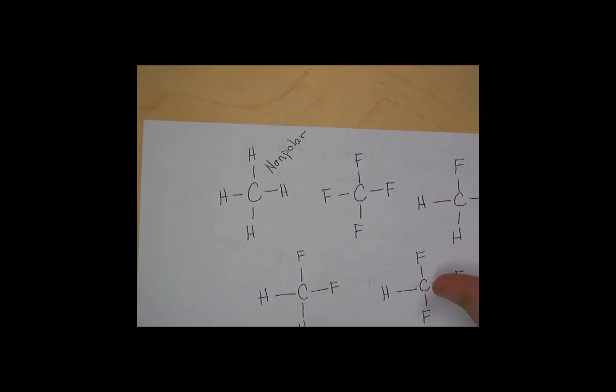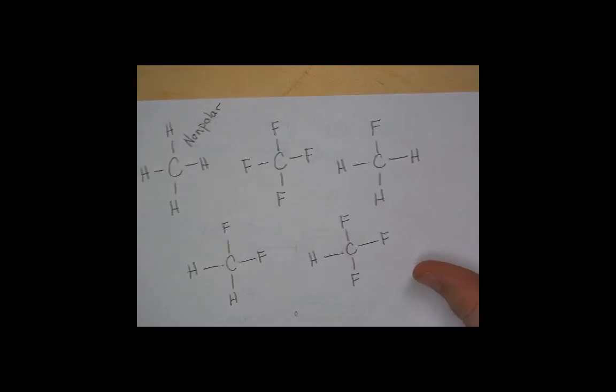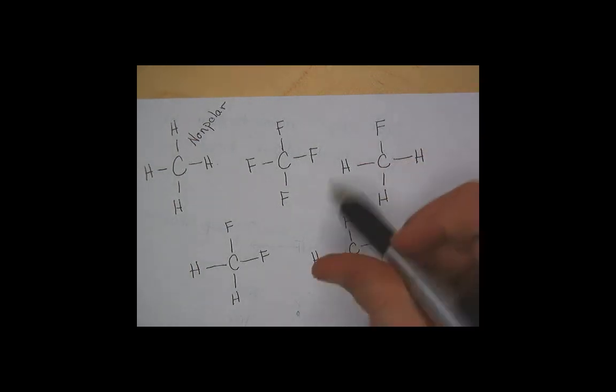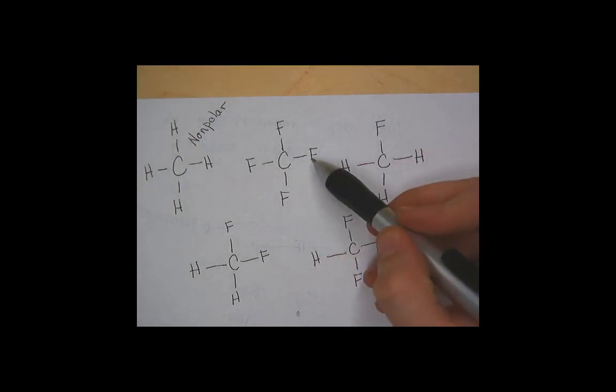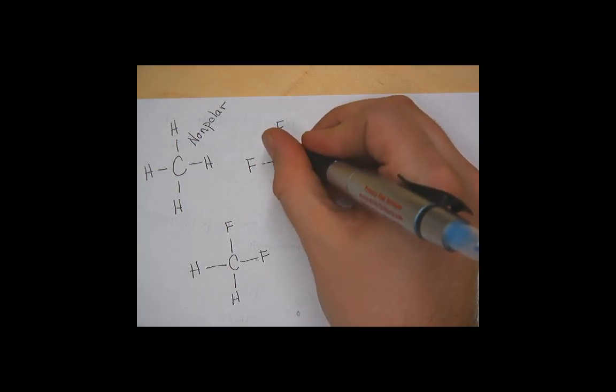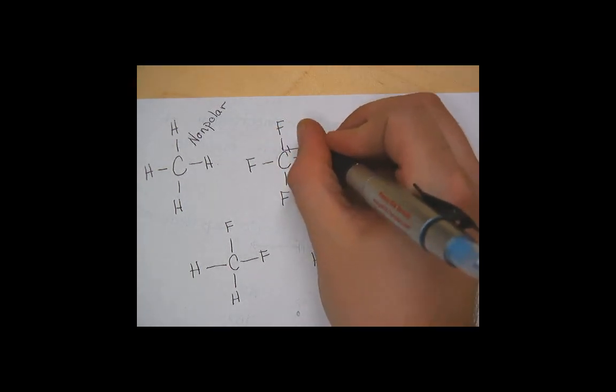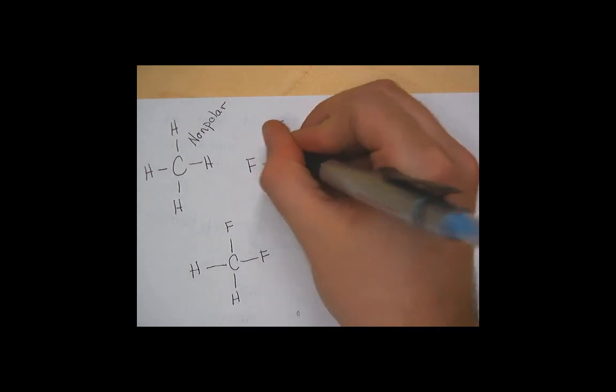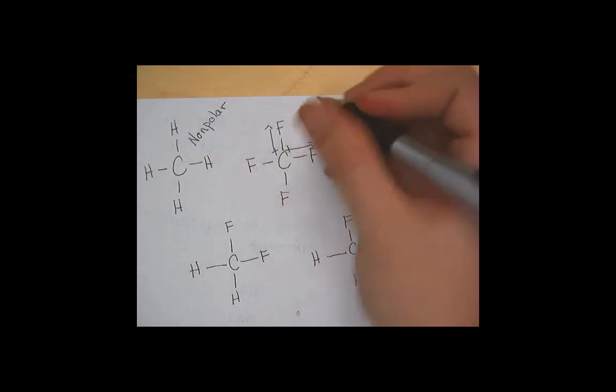Now let's take a look at carbon tetrafluoride. So this time we've got nothing but carbon-fluorine bonds. So we've already looked at this one. We know that carbon gets the plus and the arrow points at fluorine, and we could do the same for each one of the carbon-fluorine bonds.